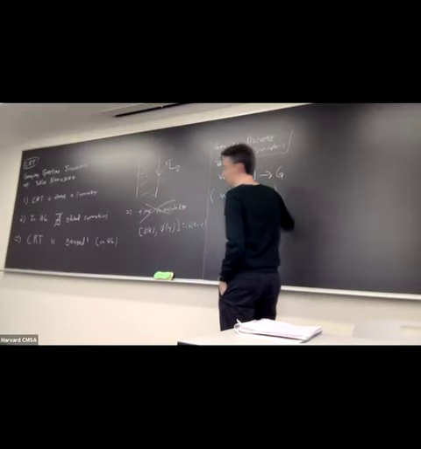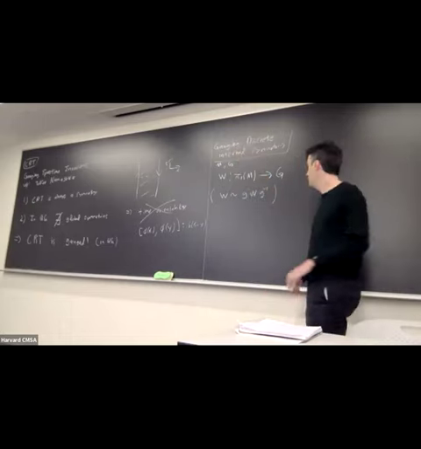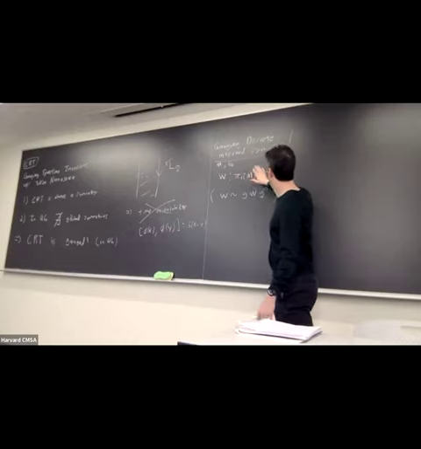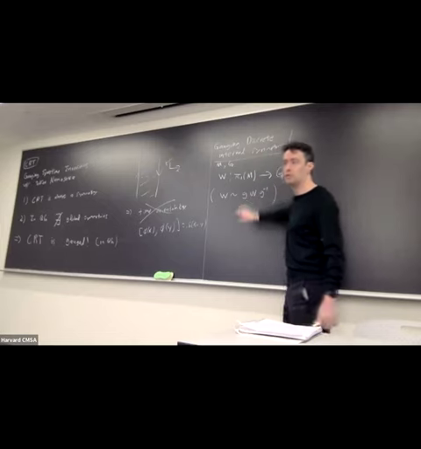Homomorphisms which differ by conjugation by an element of G. Okay, and so that's the definition of a background gauge field. It's a homomorphism modulo this conjugation by an element of G.